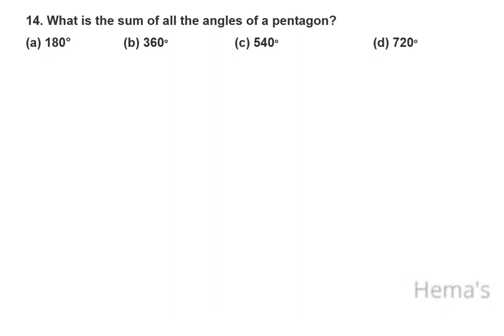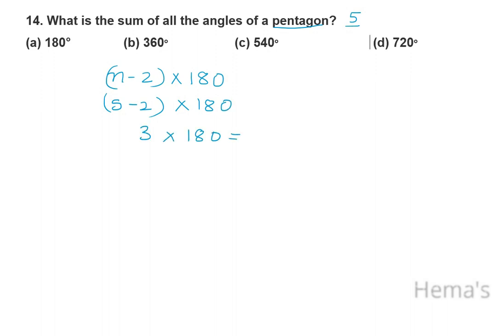Question 14. What is the sum of all the angles of a pentagon? We know that sum of all the angles of a polygon is equal to (n minus 2) multiplied by 180. And in pentagon, the number of sides n is equal to 5. So we'll write down (5 minus 2) multiplied by 180 degrees. So 3 into 180 degrees will give you 540 degrees. The correct option is C.